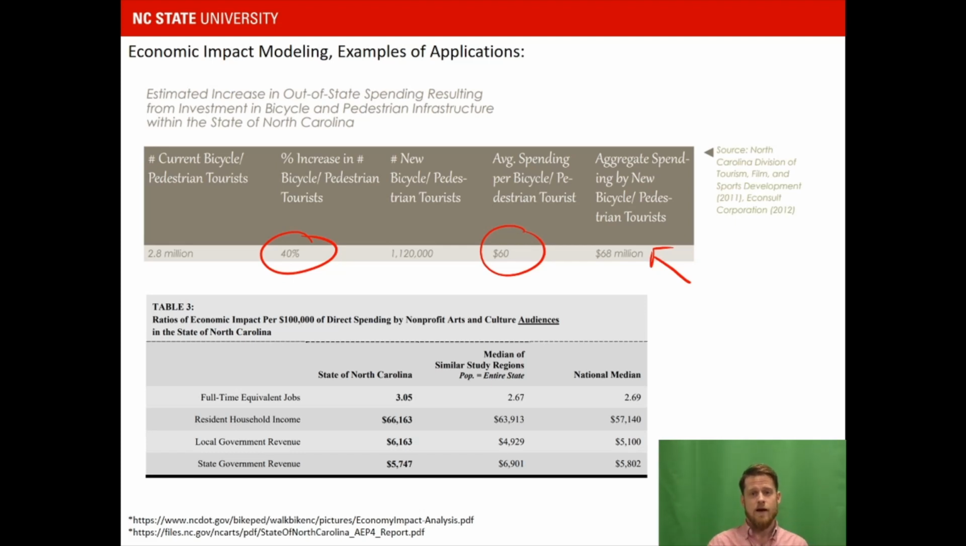But we can also use the economic multipliers, which are shown here below. So this is kind of a more dense table, maybe not so friendly to read, but let's go through this. I'll walk you through how to read it. So the way that we read this table is saying that for every $100,000 that is spent at a nonprofit's art and cultural center, that creates, as a national average, somewhere around 2.7 full-time equivalent jobs. But if you were to spend that same $100,000 in the state of North Carolina, for some reason it generates 3 jobs. So what's the difference there?